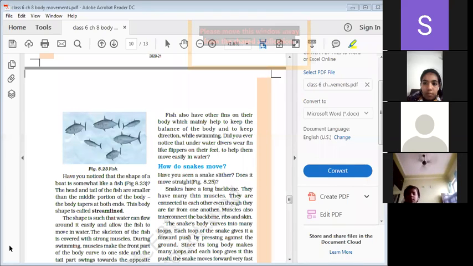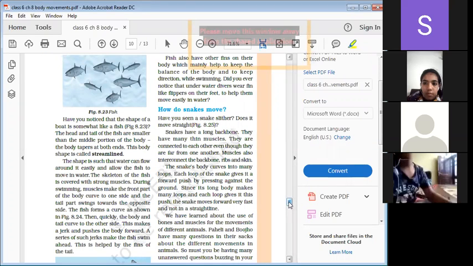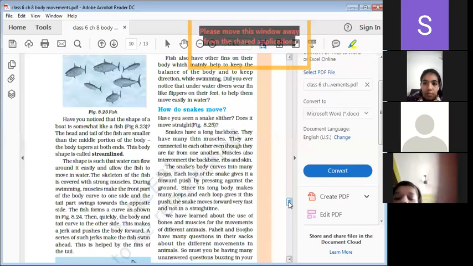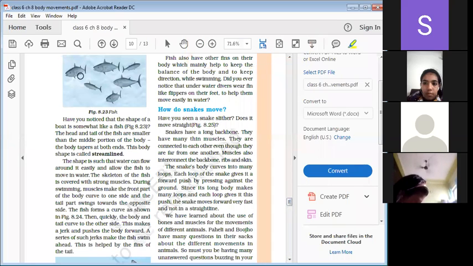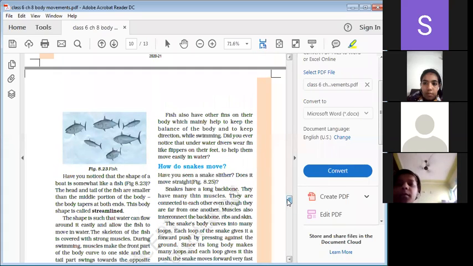The skeleton of the fish is covered with strong muscles which helps the fish in swimming. Jo swimming mein usko kya karta hai? Help karta hai. The shape is such that water can flow around which can cut the water. The fish forms a curve as shown in figure 8.4. And fish is also having fins. These fins help in swimming, and gills help them to breathe. Fins help the fish to swim, and the gills will help the fish to breathe.